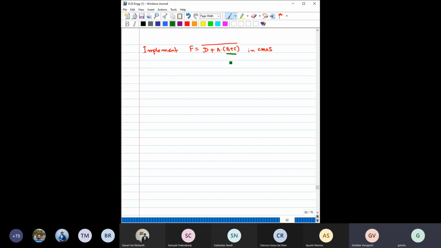So b plus c we need to implement. Okay, everything is inside the bar, right? So that should be quite clear to you, right? It is basically b plus c in PMOS implementation. So in PMOS implementation, b plus c means these two PMOS would be in series.